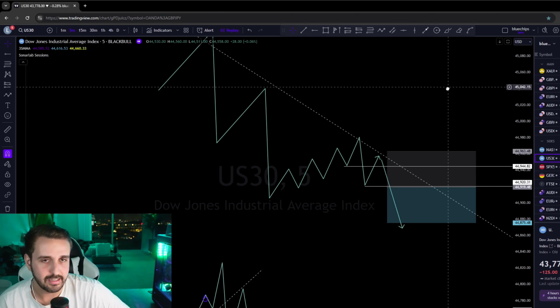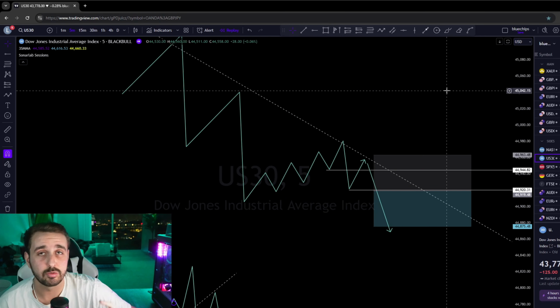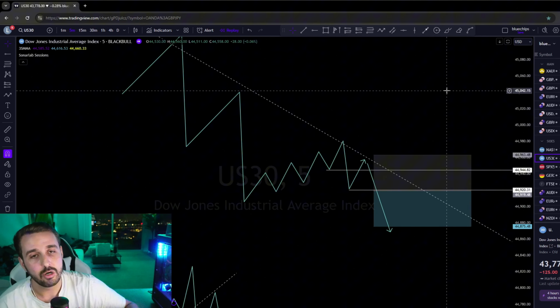Simple market structure, but at the end of the day, waiting for that simple, actual reversal pattern instead of getting in at that first thing will save a lot of you.